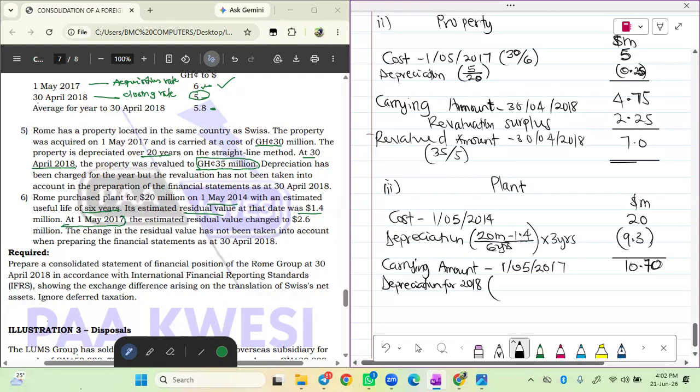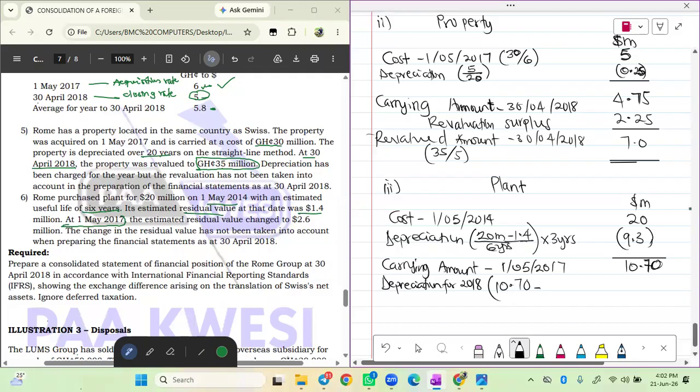We said after revaluation, we depreciate the asset using the revalued figure. So this one too, the residual value has changed. So if you are finding depreciation after the estimated residual value has changed, don't use the original cost or the historical cost. Use the carrying amount as at that date. So the carrying amount as at that date was 10.70, this, minus the revised useful life.